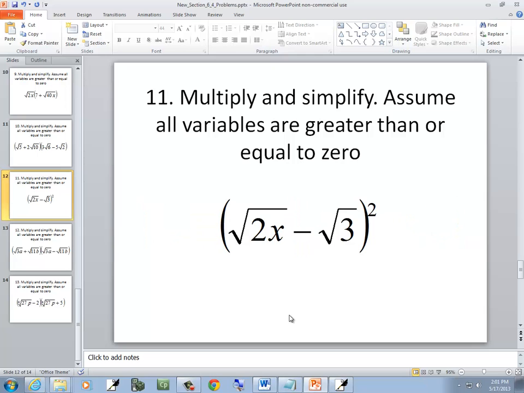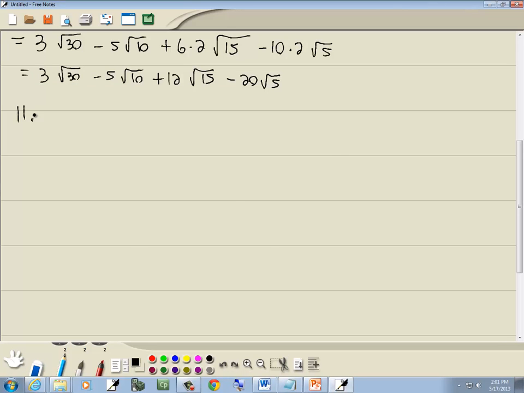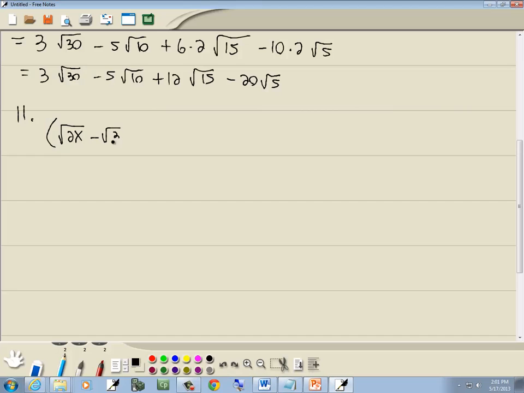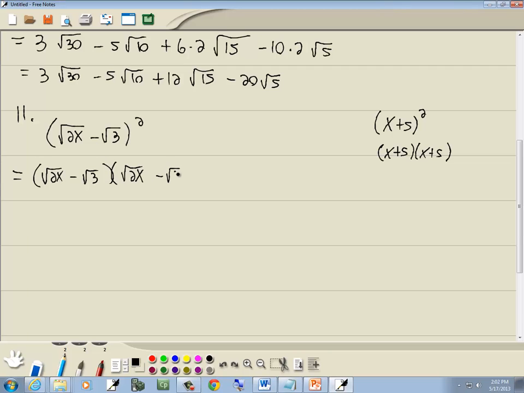Okay, let's look at this one. Square root of 2x minus square root of 3 squared. Well, remember when you handle problems that look like this, x plus 5 to the second power, what you did is you took x plus 5 and you multiplied it times x plus 5. Well, that's what you're going to do here. So I'm going to take the square root of 2x minus square root of 3 times the square root of 2x minus the square root of 3.